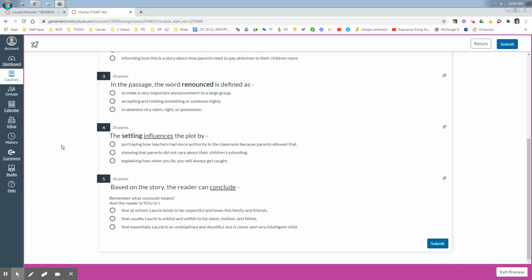And then question 5. Based on the story, the reader can conclude. Remember what conclude means? It means to figure out. And the reader is you. So think about what you can conclude based on the story.